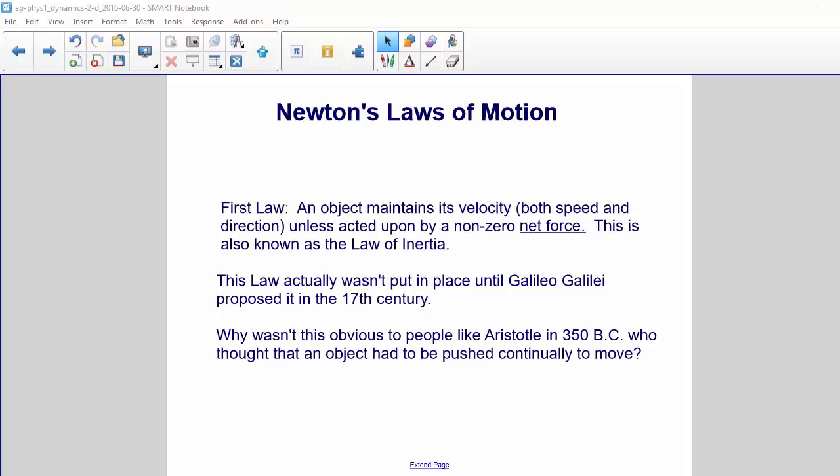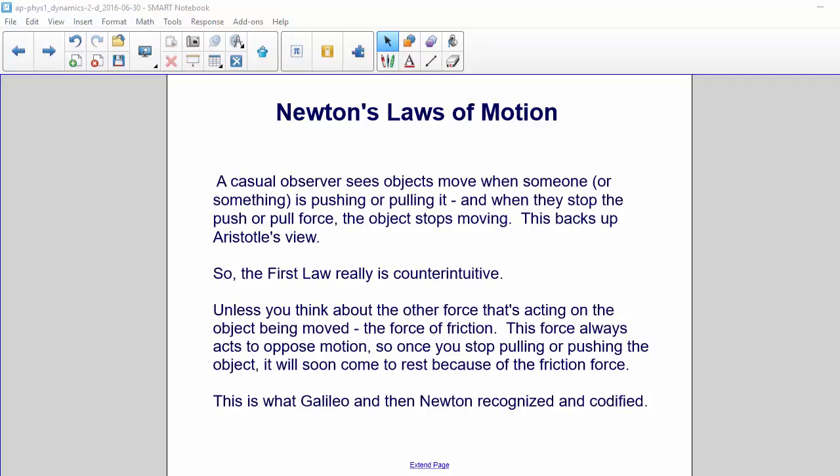Why wasn't this obvious to people like Aristotle in 350 BC, who thought that an object had to be pushed continually to move? A casual observer sees objects move when someone or something is pushing or pulling it, and when they stop the push or the pull force, the object stops moving. This backs up Aristotle's view.